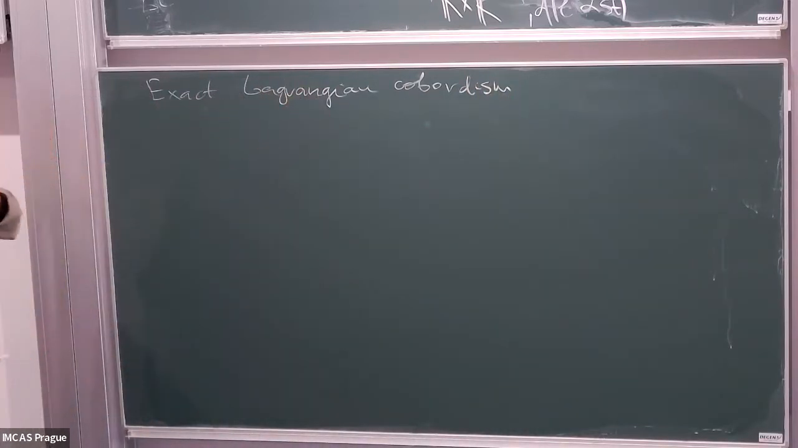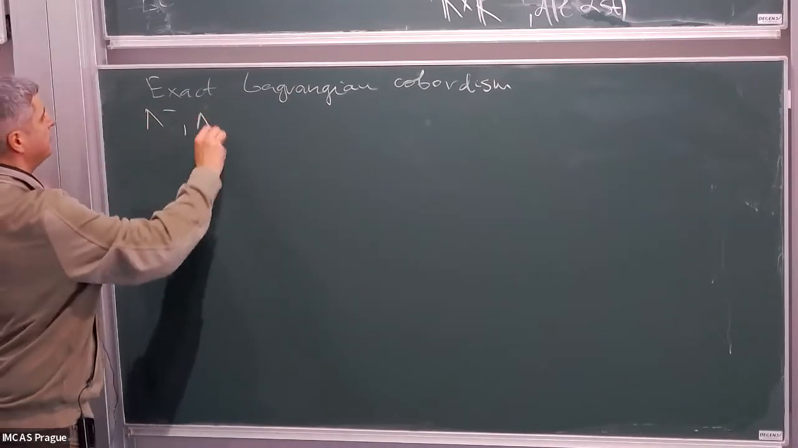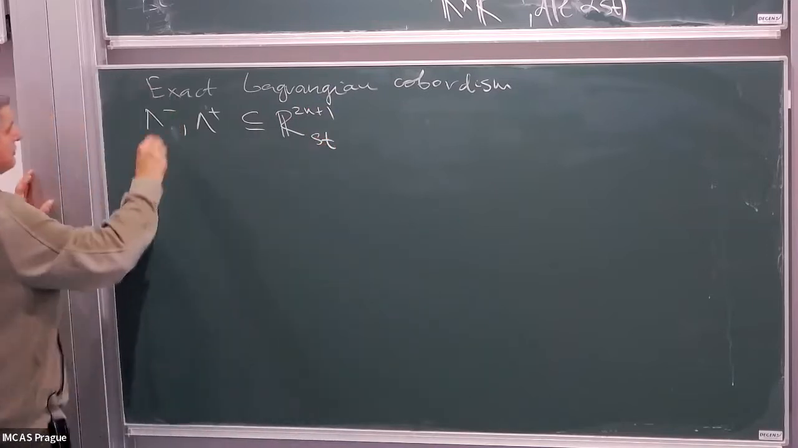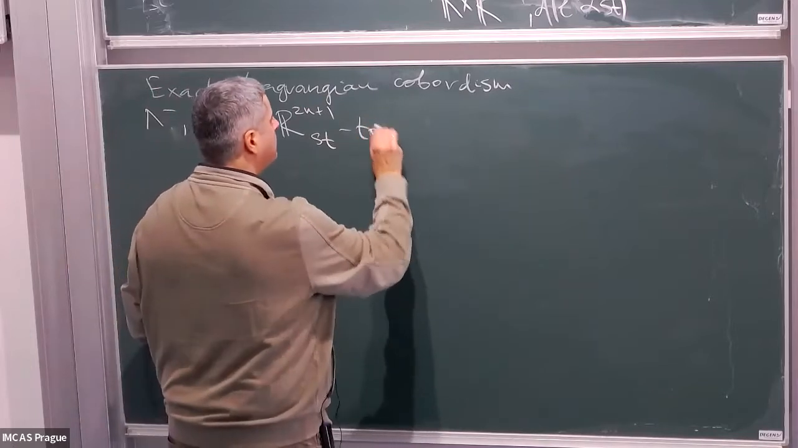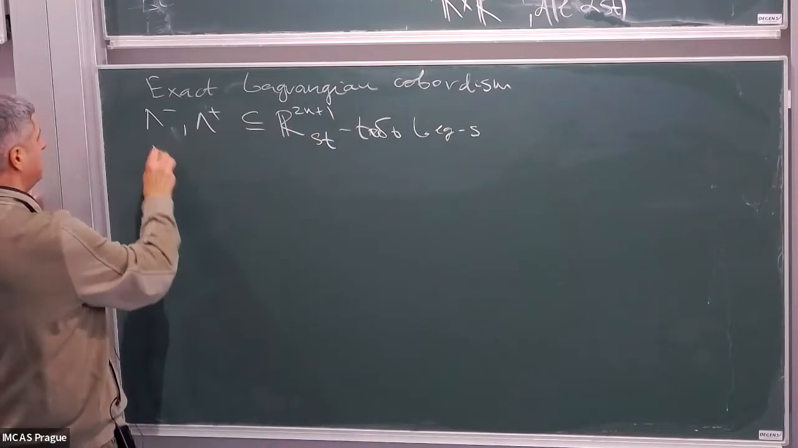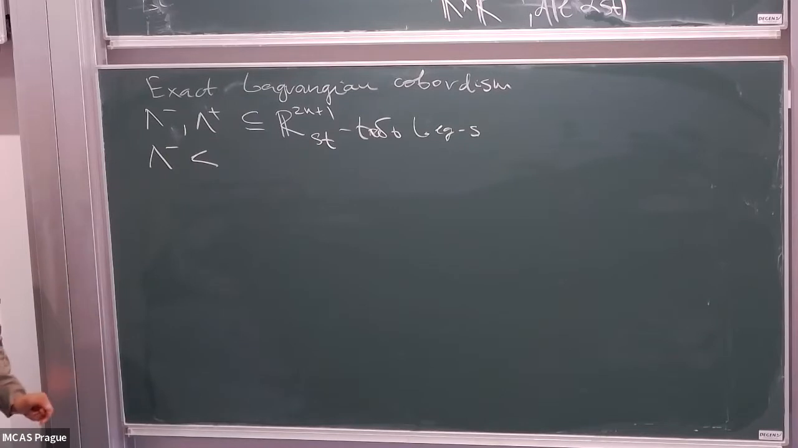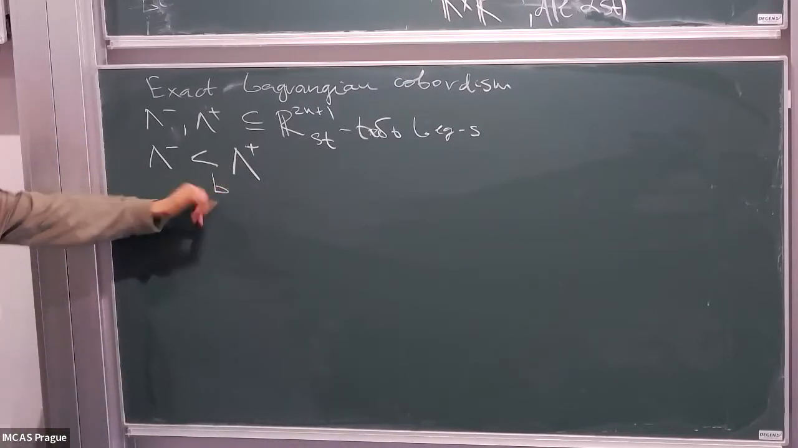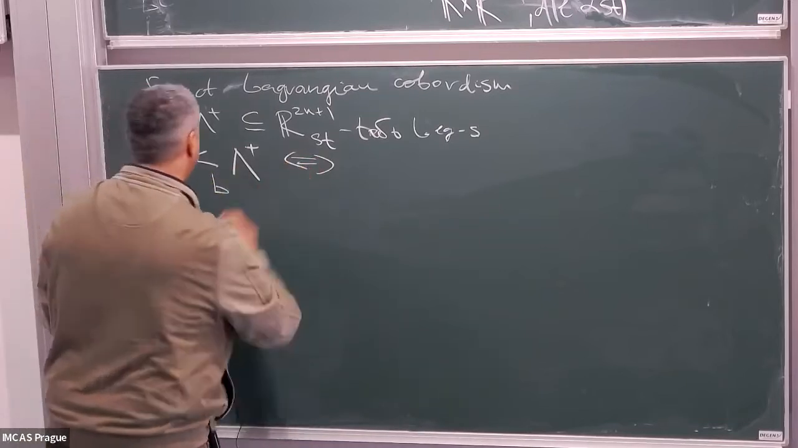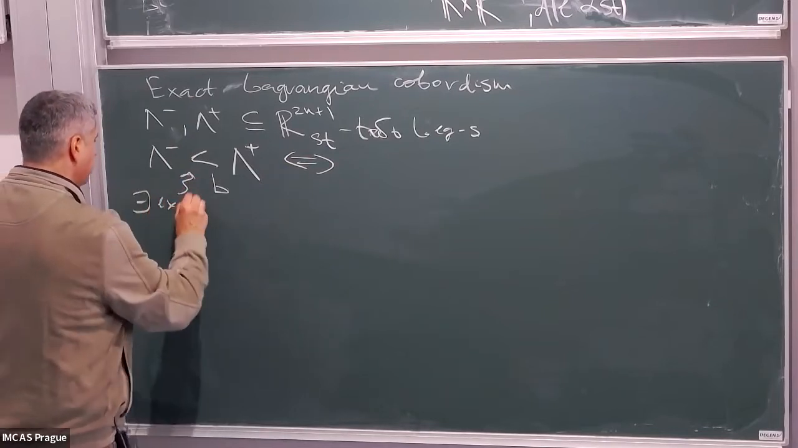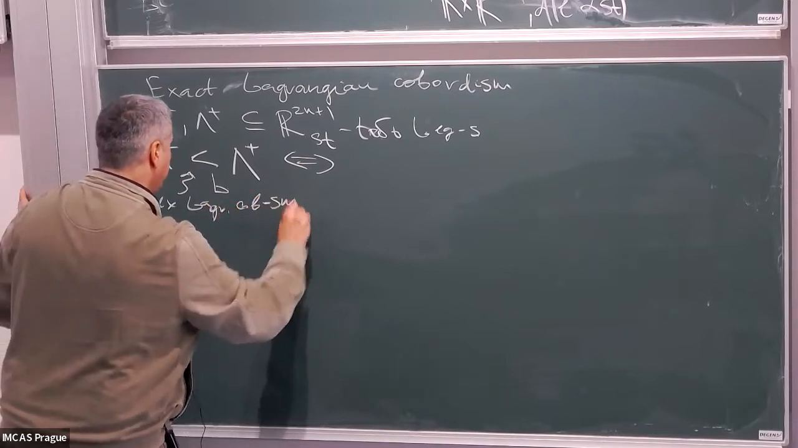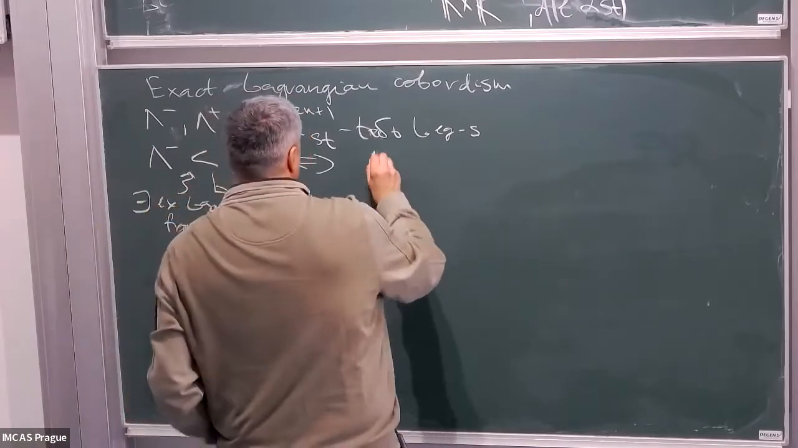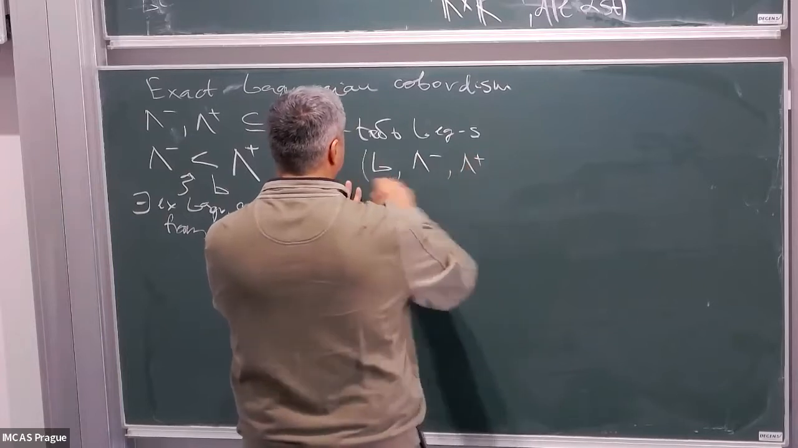So exact Lagrangian cobordism. Basically, if you have two Legendrians, let's say lambda minus and lambda plus, in R to the 2n plus 1 with the standard contact structure, we say that lambda minus is exact Lagrangian cobordant to lambda plus, and I'll write L here, so there is an exact Lagrangian cobordism L from lambda minus to lambda plus, if and only if there is a cobordism L from lambda minus to lambda plus.